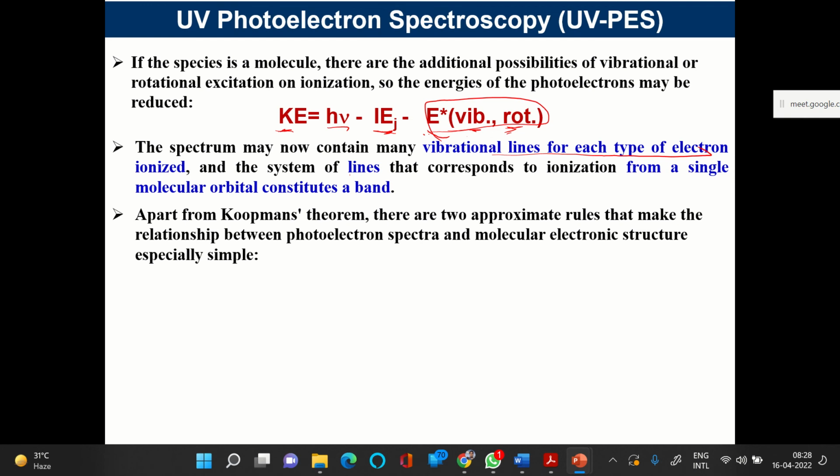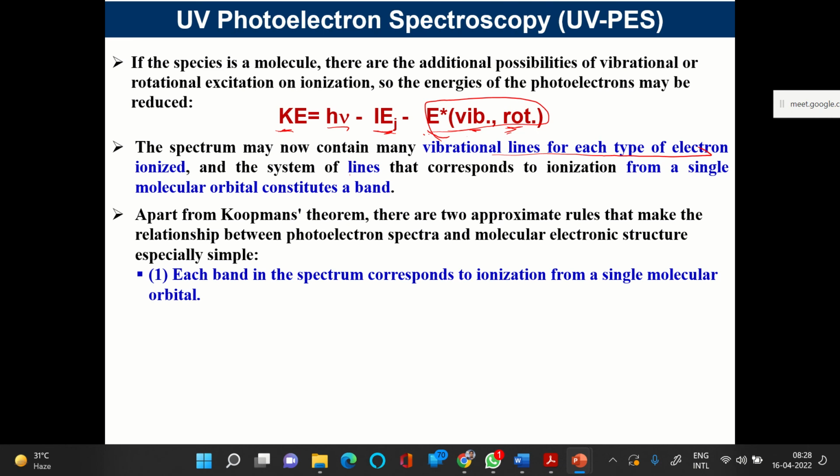Other than Koopman's theorem, there are certain rules that are also obeyed in this kind of spectra. One is that each band in the spectrum corresponds to ionization from a single molecular orbital. In the case of molecules we get bands; in the case of atoms we get lines, one line for one particular orbital. But here for one molecular orbital you will get a band, because one electronic energy level contains rotational and vibrational levels.